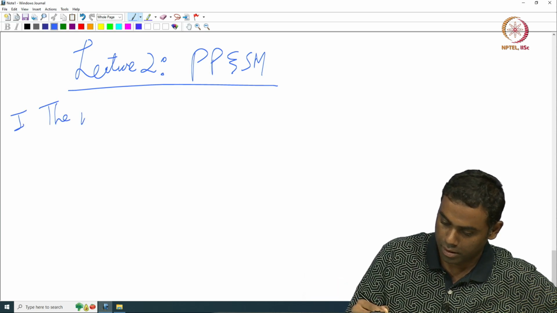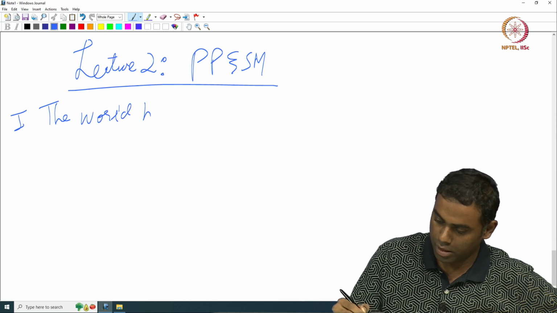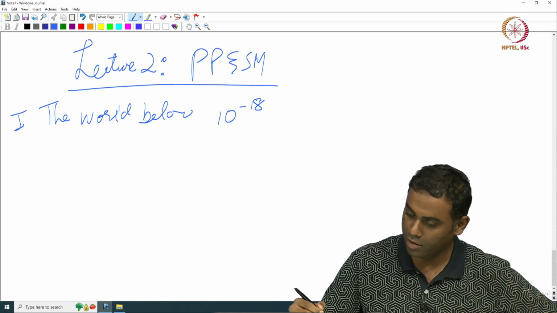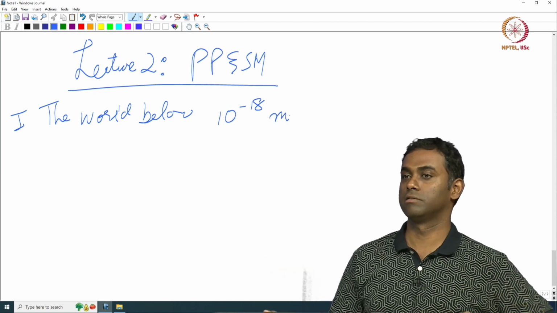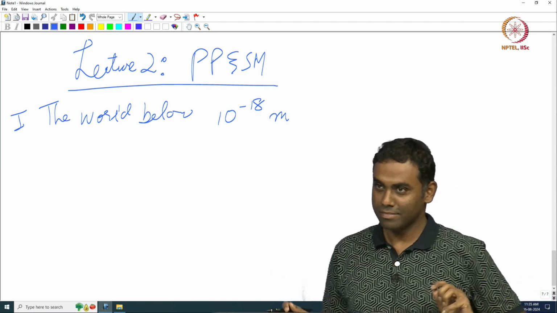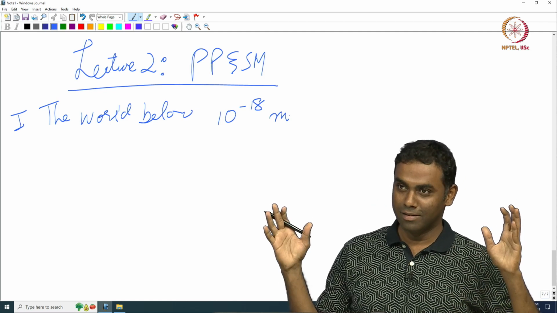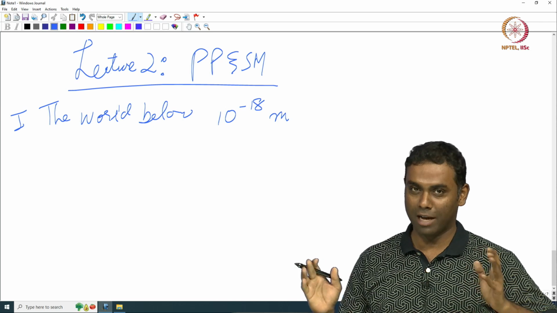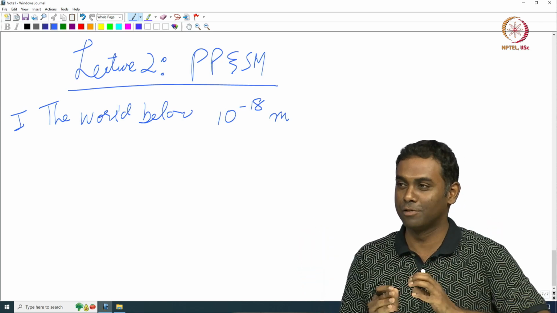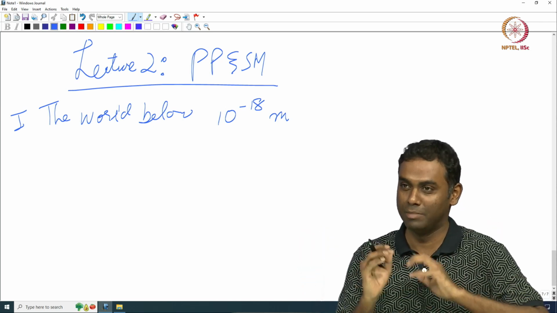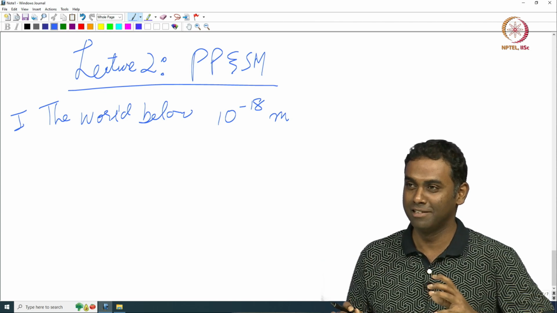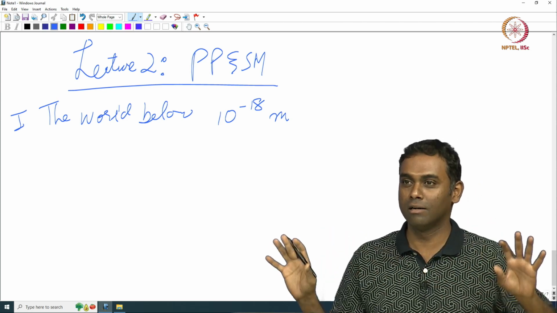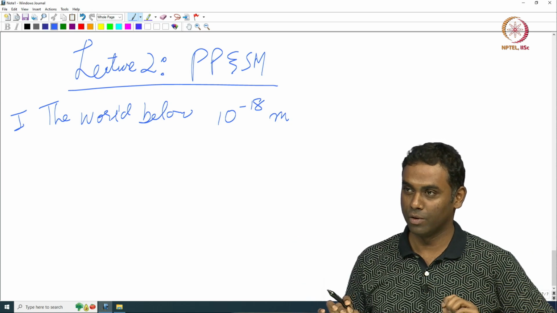First, the world below 10 power minus 18 meters. What do I mean by that? This is how the world would look if you were to, like Ant-Man, shrink yourself to sizes smaller than 10 power minus 18 meters, and you looked around. These are the constituents of the world that you would see.